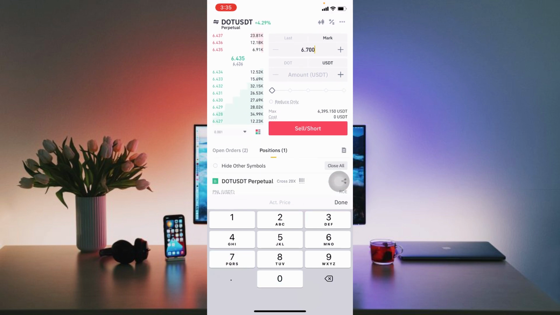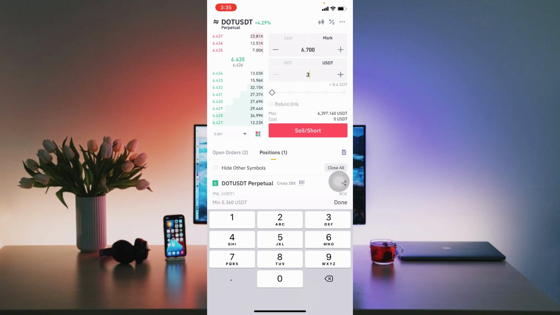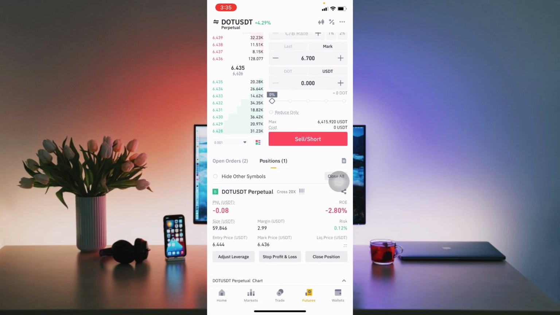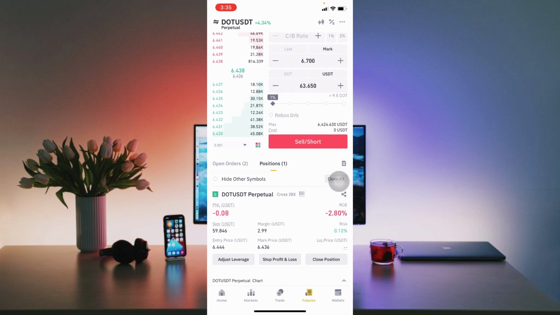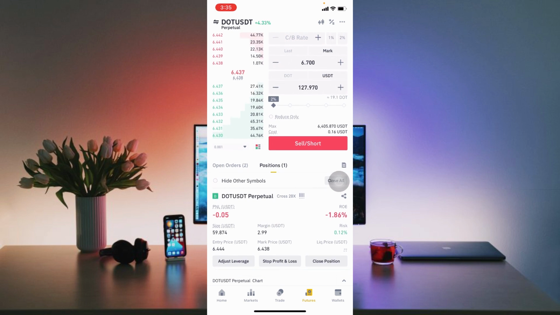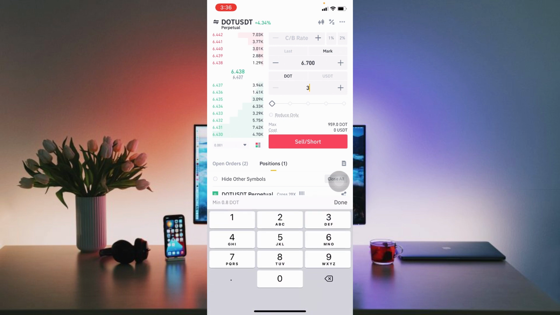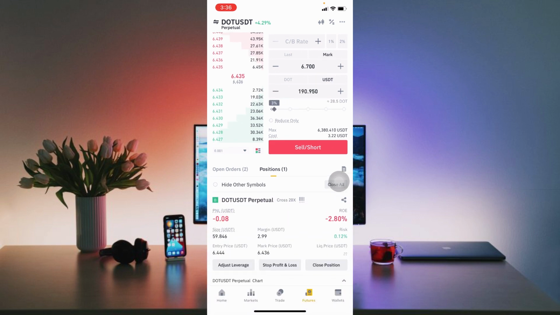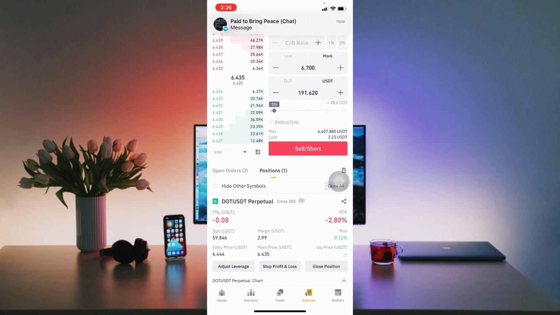So right now the cost, remember the cost is $3. So we change it to 3 USDT. Okay, so we'll drag it to 3 USDT. Remember the position margin was 3 USDT. So we just drag it to 3 USDT. Okay, so we move this to 3 USDT. Then when you move it to 3 USDT, you enter sell short.